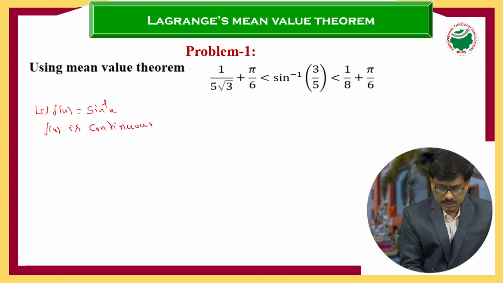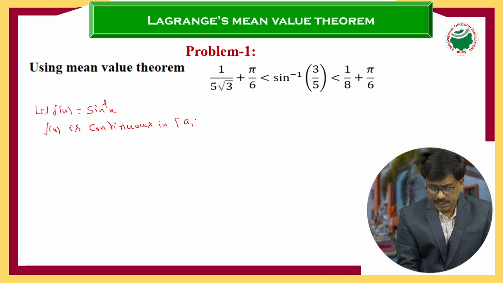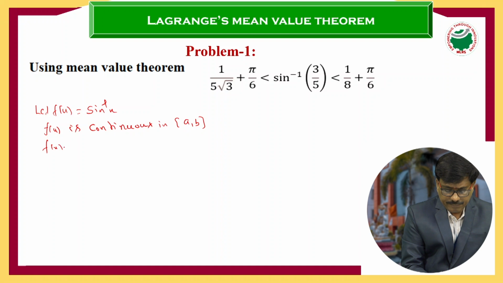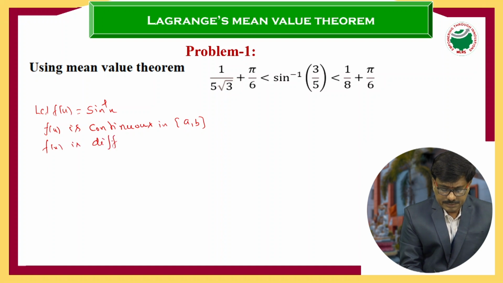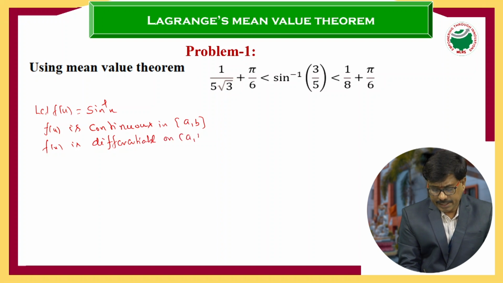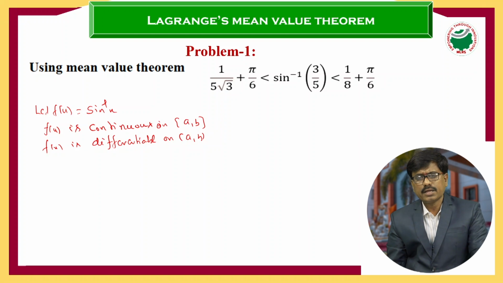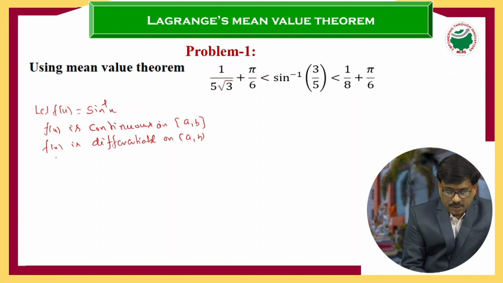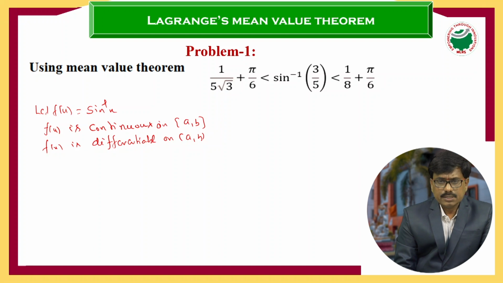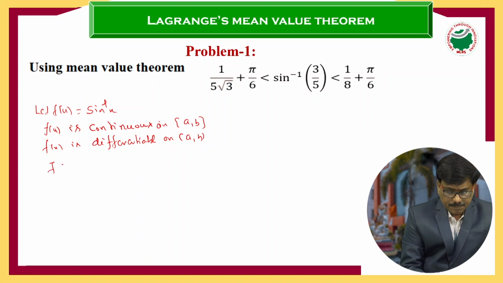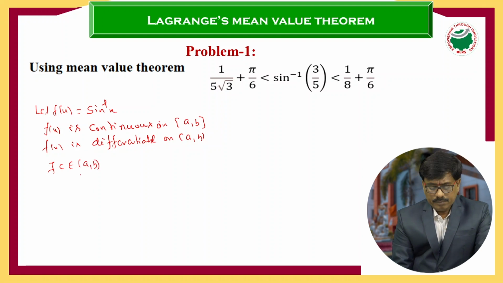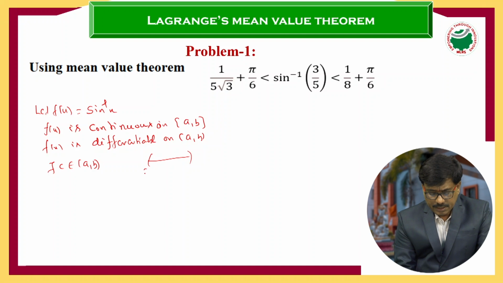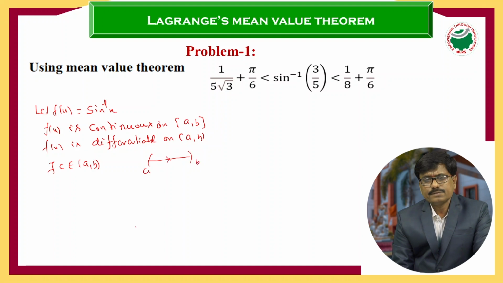continuous in the closed interval [a, b], and also f of x is differentiable on the open interval (a, b). There exists a point c between a and b, that is, a point c in the open interval (a, b). We need to calculate the value of c.